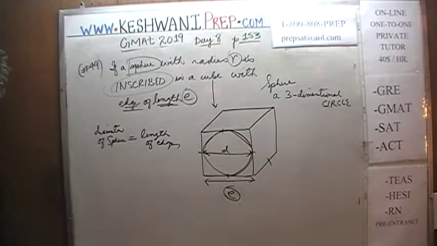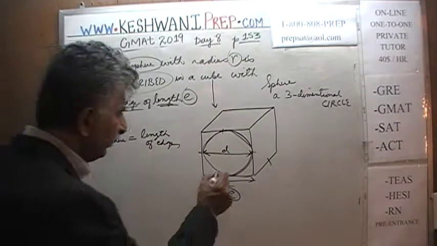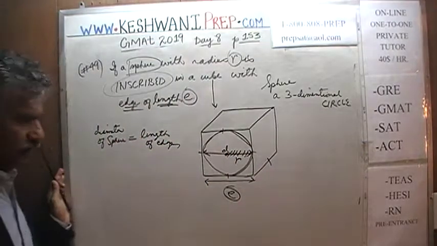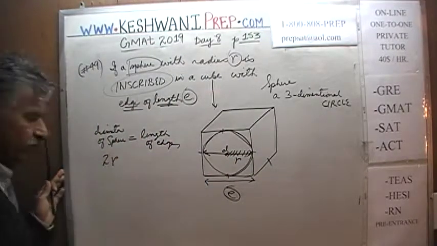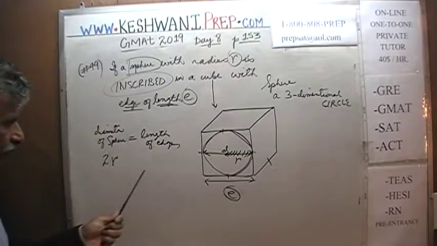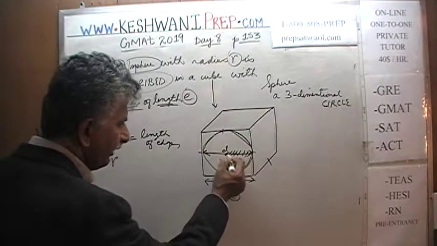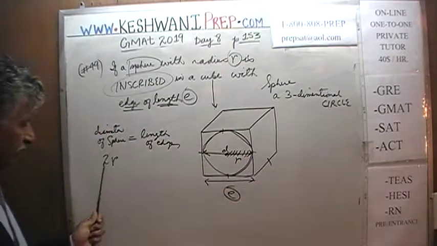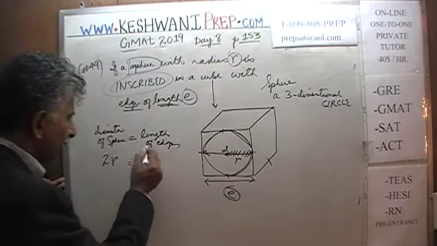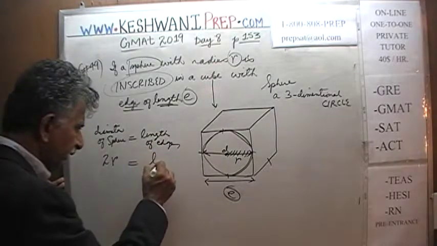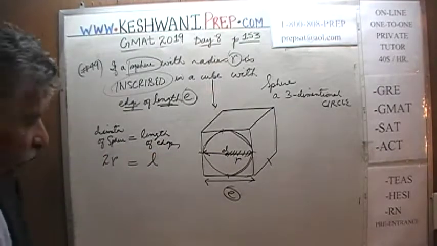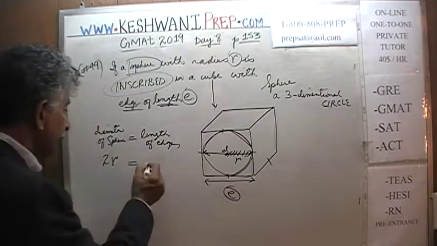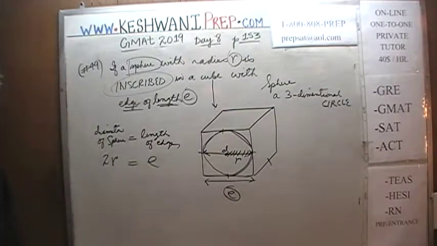And how much is the diameter of a sphere? Well, from here to here is the radius, and the diameter is simply 2 times the radius. 2 radii make a diameter. So 2 times radius must equal the length of the edge, which is usually represented with letter L. But they insist that we use letter E. So be it. Don't make a fuss about it.